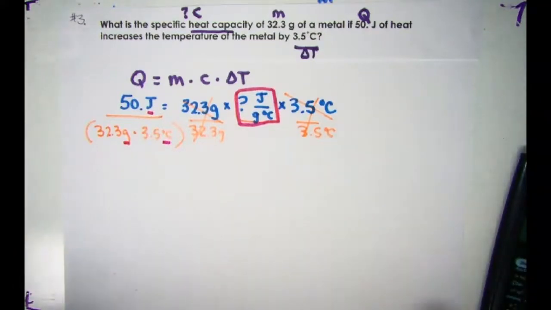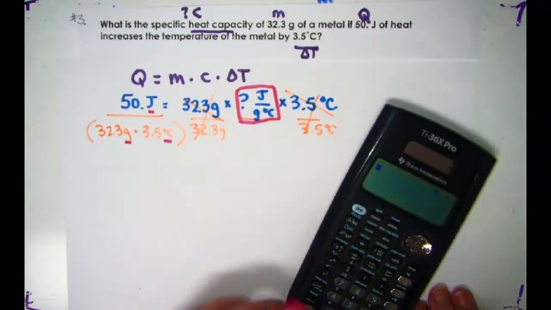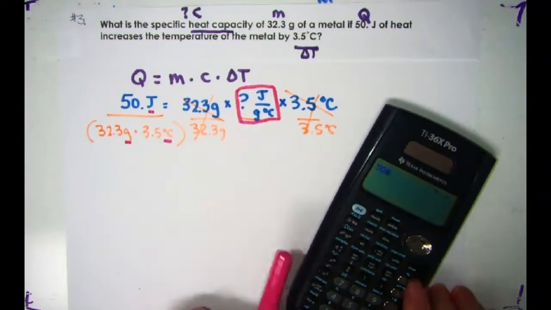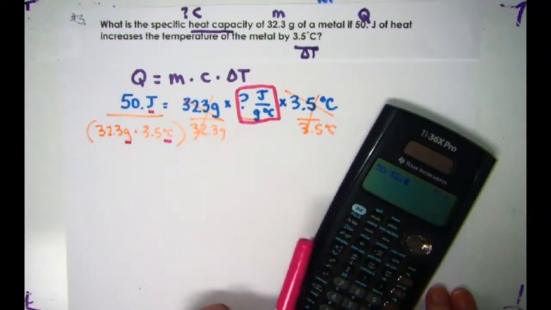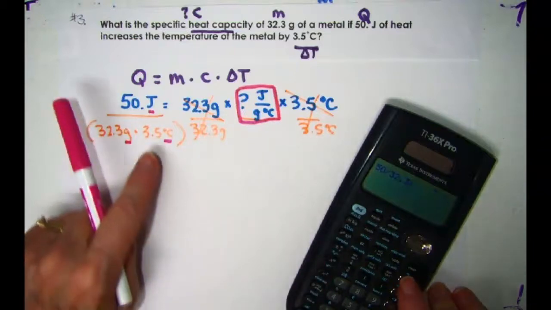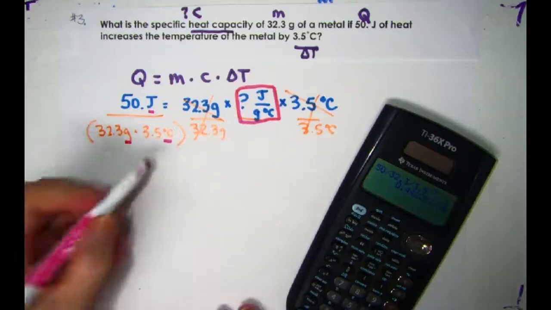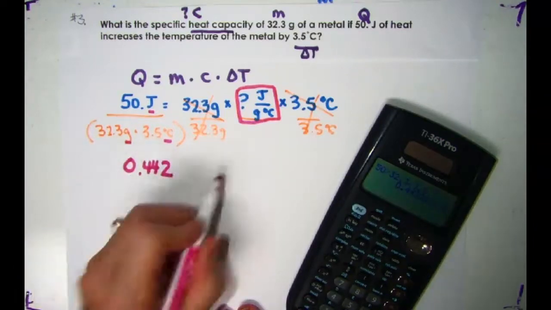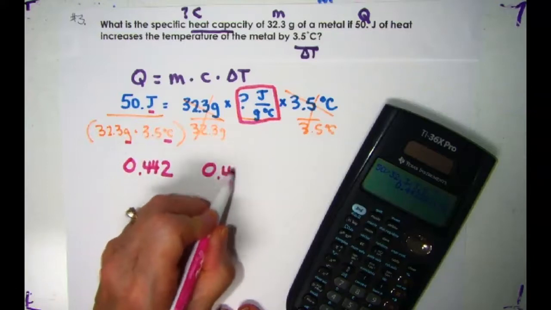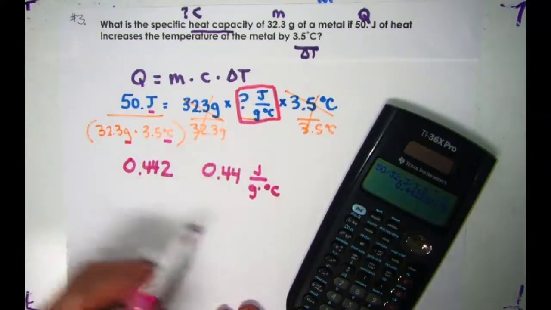So now my job, guys, is just to do the math. And I'm going to take 50, and I'm going to divide it by 32.3, and I'm also going to divide it by 3.5. And my answer is going to be 0.442, which we would probably just round to 0.44 joules per gram degree Celsius.